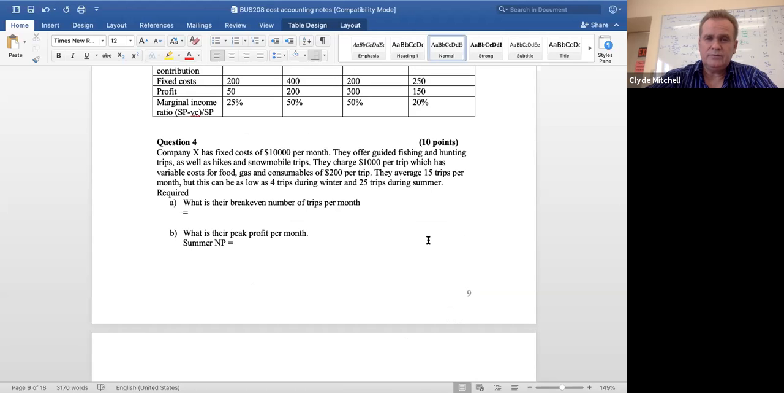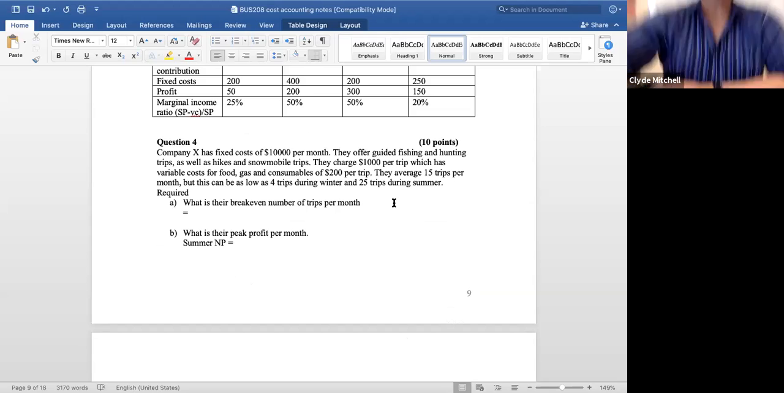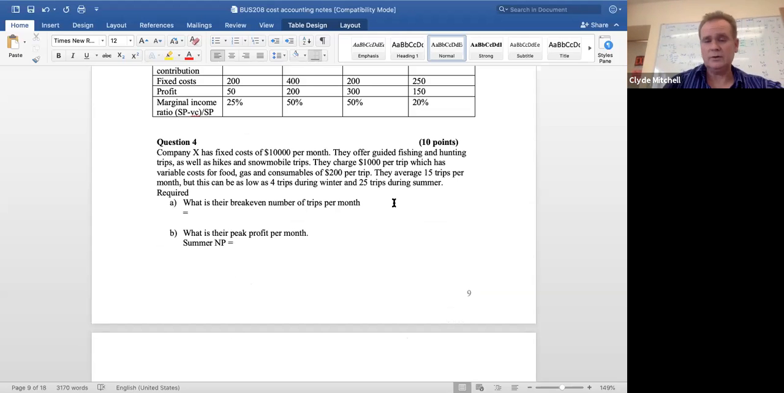Okay, so example 4 is about a guiding service. They have fixed monthly costs of $10,000. In this example, they do a variety of different trips. They charge $1,000 per trip. They have variable costs of $200. They average 15 trips, but this can be as low as 4 trips a month in winter, up to 25 in summer, in the peak period. So what's the break-even number of trips?